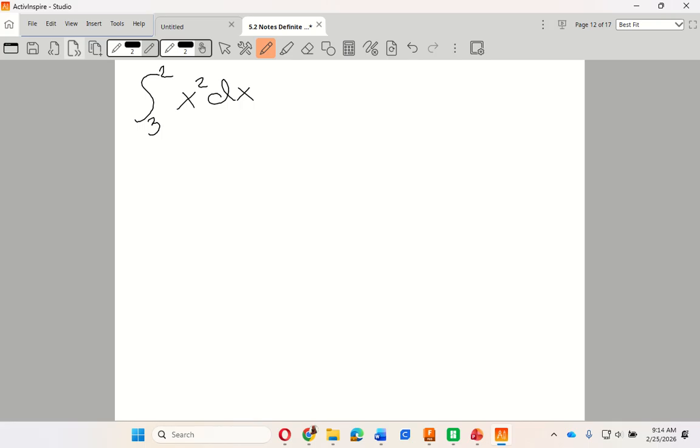Yeah. It should be 2 to 3, shouldn't it? But how do I change that? Okay, I'm going to do a negative. So it's going to be a negative, and then I change the bounds, and that's going to be from 2 to 3 x squared dx. Now let's go ahead and do the integration, antiderivative.